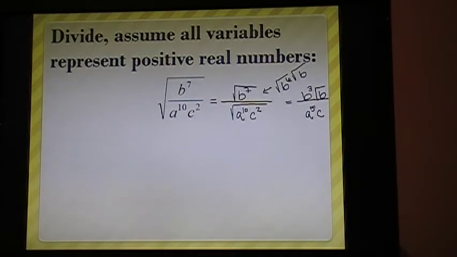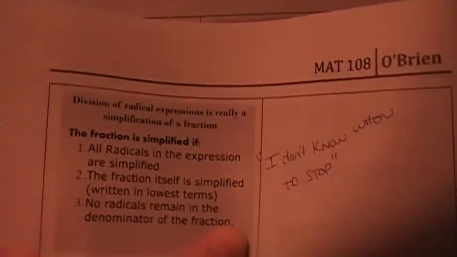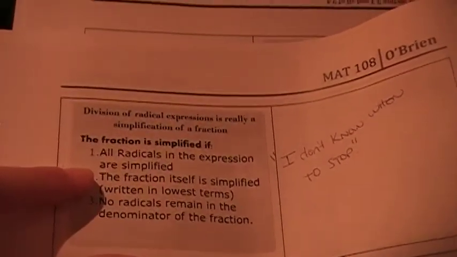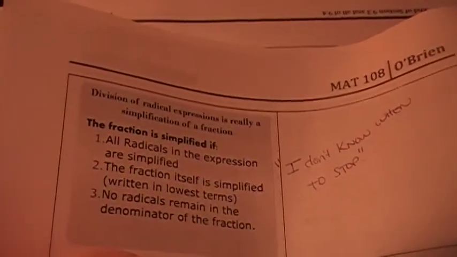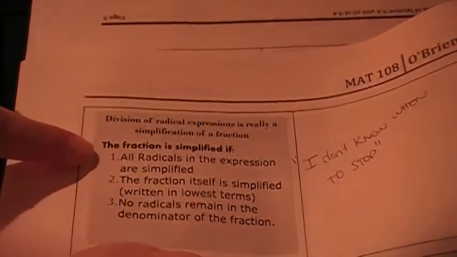Going back to my three conditions, and unfortunately I don't have that on there, but the three conditions in your notes are: all radicals have to be simplified, the fraction itself has to be simplified, and no roots in the bottom, okay? And remember, if you don't know when to stop, you stop when all three of these conditions have been met, okay? So, have we simplified the radicals?